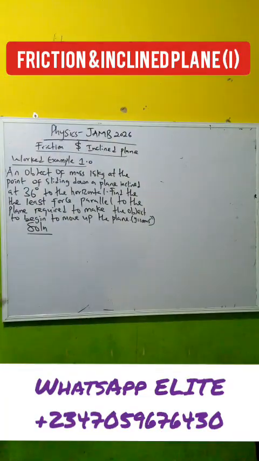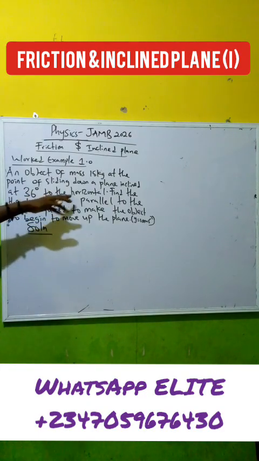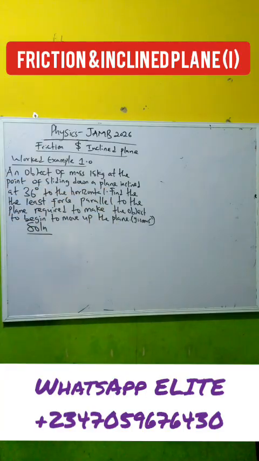So we have a question here. An object of mass 15 kg at the point of sliding down a plane inclined at 36 degrees to the horizontal. Find the least force parallel to the plane required to make the object begin to move up the plane.